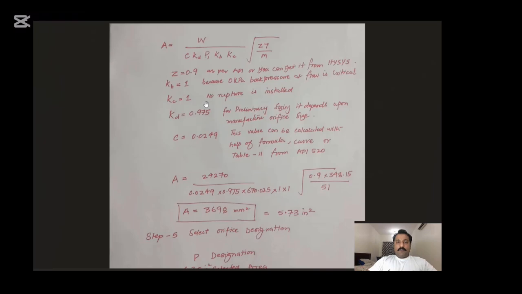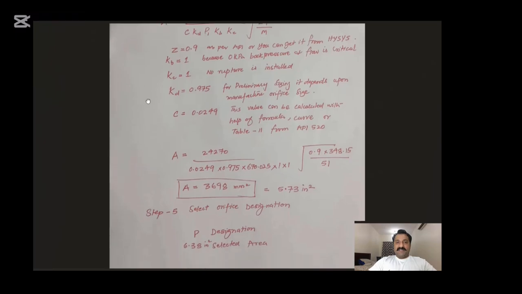Kc is equal to 1 because no rupture disk is installed at the inlet of this PRV. This is the Kd value, equal to 0.975. This value is used for preliminary sizing of gas service. It totally depends on the manufacturer and individual orifice size. Different manufacturers offer different values. This is the actual coefficient of discharge.